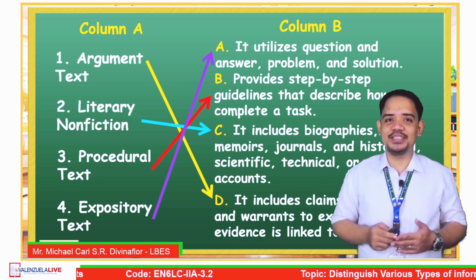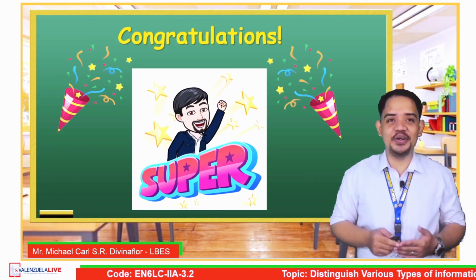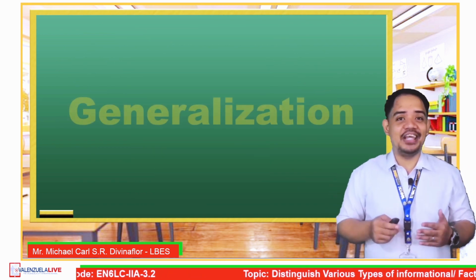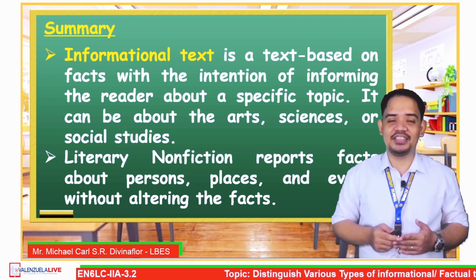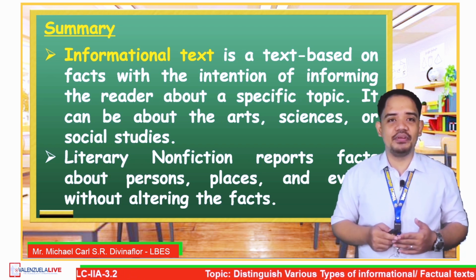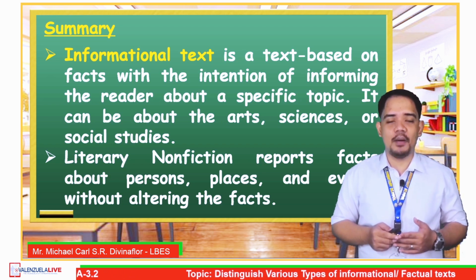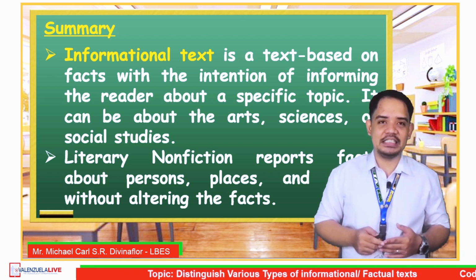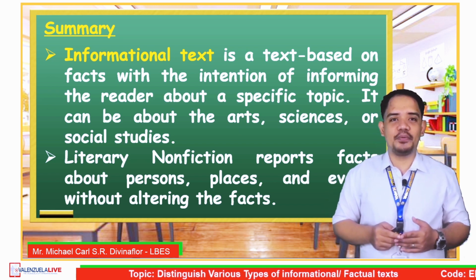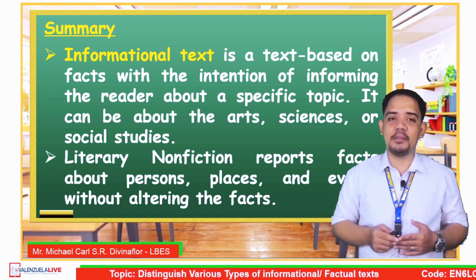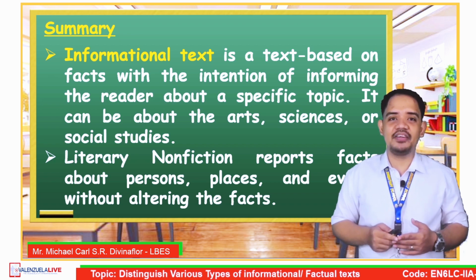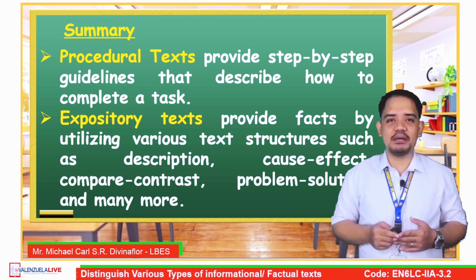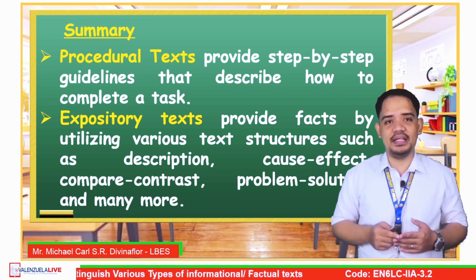If you got 4 points, congratulations, you have learned well. In summary, informational text is a text based on facts with the intention of informing the reader about a specific topic. It can be about the arts, sciences, or social studies. Literary nonfiction reports facts about persons, places, and events without altering the facts. Procedural text provides step-by-step guidelines that describe how to complete a task.